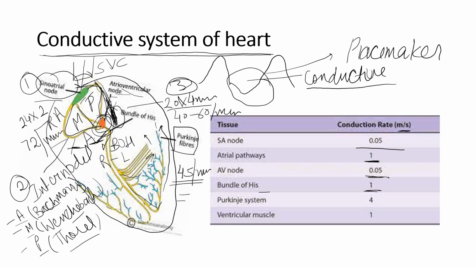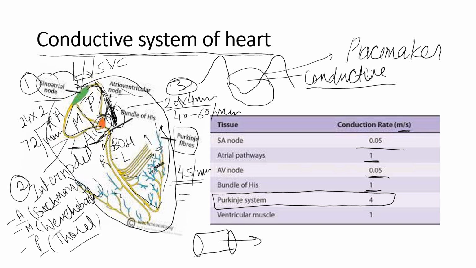And this thing is to be noticed, that the Purkinje system has the highest conduction speed. Why? Because these fibers, as you can see, with their network-like structure, have the highest diameter, and we have seen that conduction speed depends on the diameter of the nerve fiber. We have seen that, right? So this is the highest. You can get an MCQ based on the highest conducting fibers in the heart. Okay, so that's all about the conductive system.